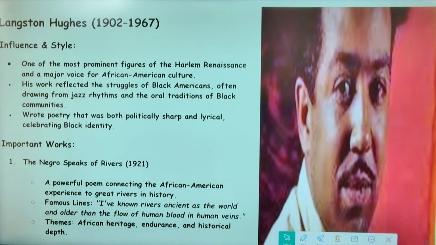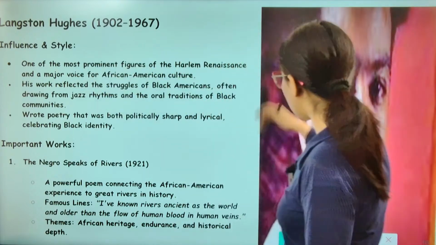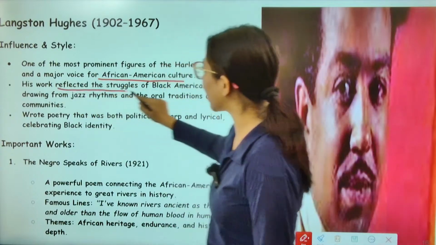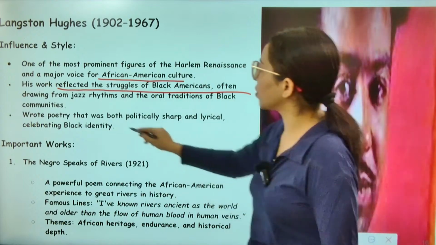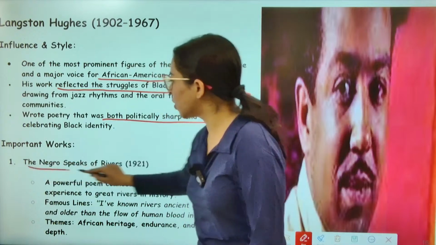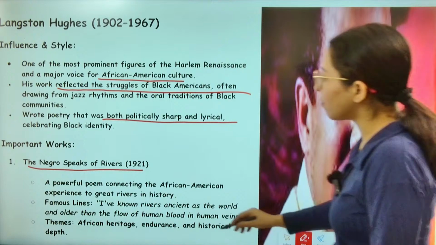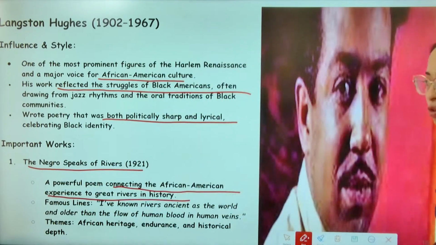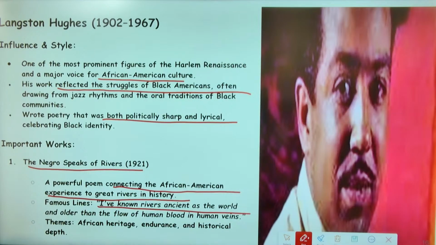Langston Hughes, now talking about Langston Hughes, if we talk about his influence and style, one of the most prominent figures of the Harlem Renaissance and a major voice for African American culture. His work reflected the struggles of Black Americans, often drawing from jazz, rhymes, and oral traditions. He wrote poetry that was both politically sharp, lyrical, celebrating Black identity. Important works: The Negro Speaks of Rivers, 1921. The Negro Speaks of Rivers, a very powerful poem जो कि connect करता है the African experience to great rivers in history. Famous line: I have known rivers ancient as the world and older than the flow of human blood.